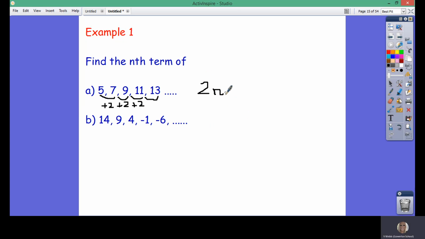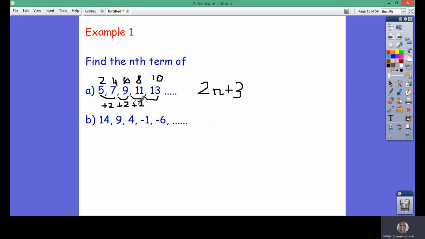Now, 2n is not my rule because 2n would give me 2, 4, 6, 8, 10. So that is not what my sequence is. But if I write that sequence above, what does 2n give me? Well, it gives me 2, 4, 6, 8, and 10. Now, if we can have a look and see, what do I have to do to the 2 to get to 5? 4 to 7, 6 to 9, 8 to 11, 10 to 13. Well, every time I have to add 3. So the rule for this sequence is 2n add 3.